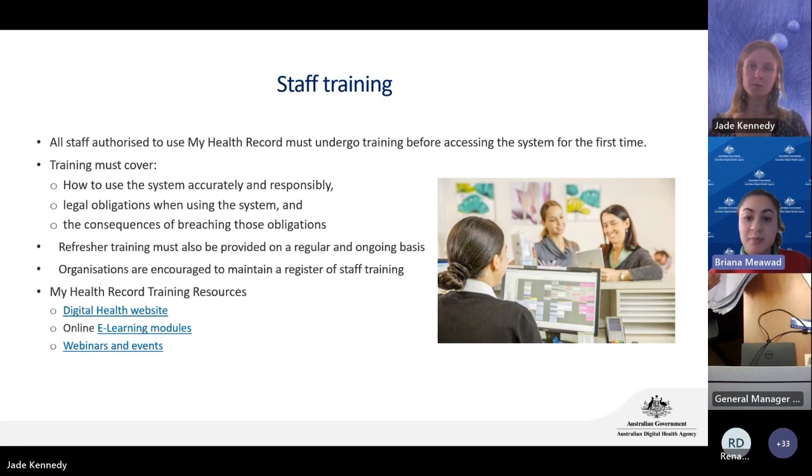Your organisation must have a process for offering and recording training for staff within your organisation. And you can see here that this list covers the minimum requirements for the training. So the training needs to cover how to use the My Health Record system accurately and responsibly. It also needs to cover the legal obligations for using the system and also the consequences for breaching those obligations. Now, this is the minimum requirement, but we do also encourage that practices ensure that training covers other parts of using the system in addition to these minimum requirements.